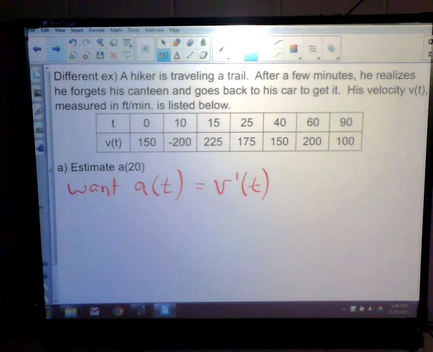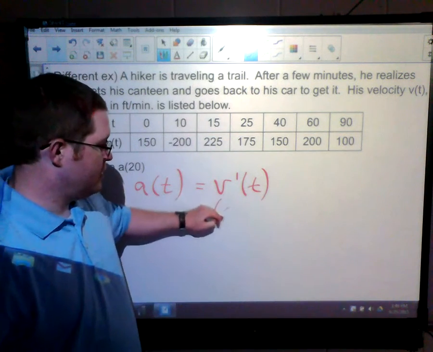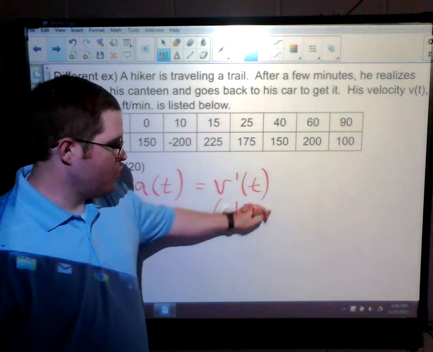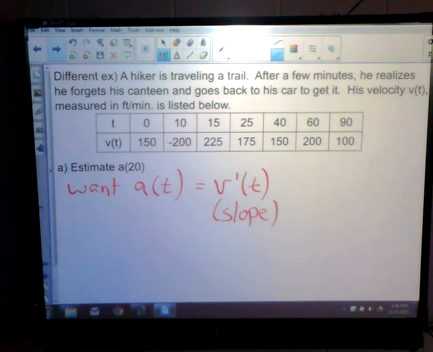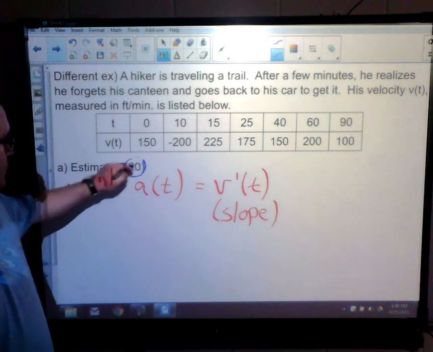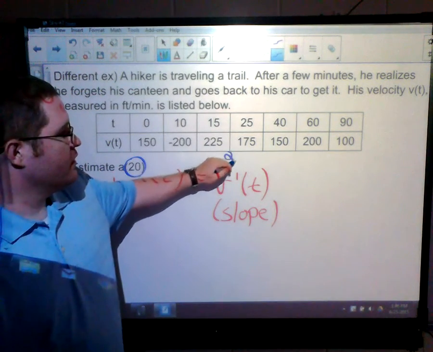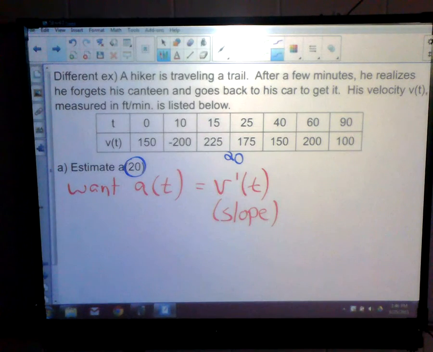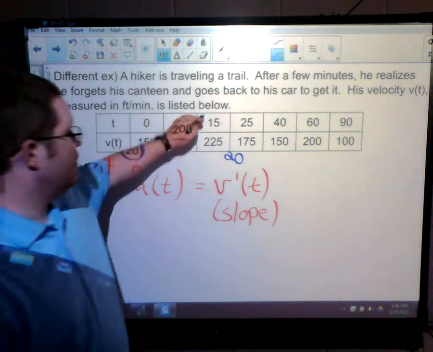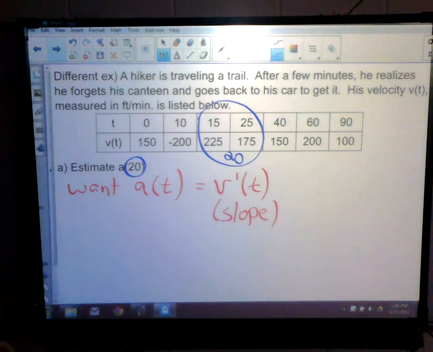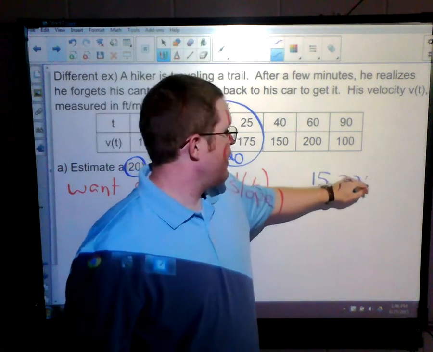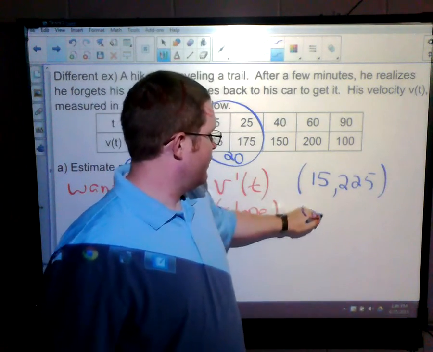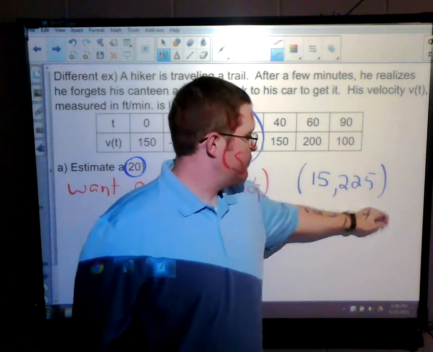But I can't take the derivative of just a bunch of numbers. But what does derivative mean? It means slope. So if I want to find the slope at 20, 20 is somewhere in here. I need 2 points to find that. Well, I'll use these 2 points. What are those 2 points? They're 15, 225 and 25, 175.